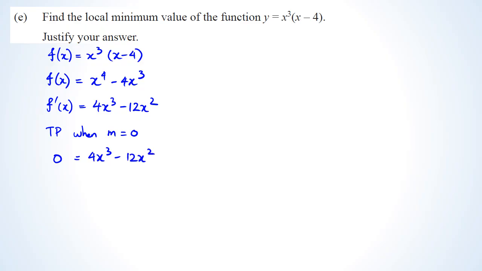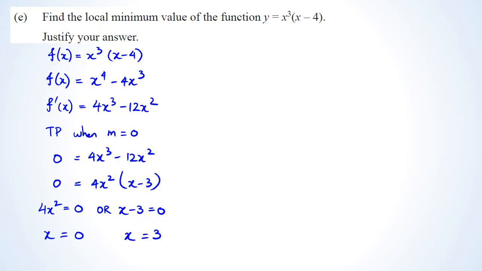Now guys, really be careful with this. Don't shift the 12x squared to the left hand side and then cancel the x's, because you will end up missing one of the x values. Always factorize. So in this case, I'm going to factorize this as 4x squared multiplied by x minus 3. And from here, I can say that 4x squared equals to 0, or x minus 3 equals to 0. So in my first one, x equals to 0, and my second turning point is when x equals to 3.